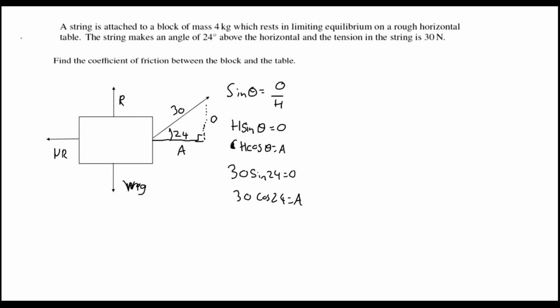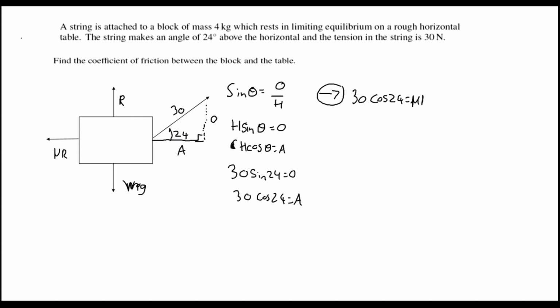Cool. What should we do next? Well, now we're going to start resolving. We'll resolve horizontally first. So I'll draw a little arrow pointing right, which is the horizontal plane, and the right arrow indicates that direction is positive. So in this case, adjacent minus mu R is going to be 0. So adjacent is equal to mu R. And we already know the adjacent, it's 30 cosine 24. So 30 cosine 24 is equal to mu R.